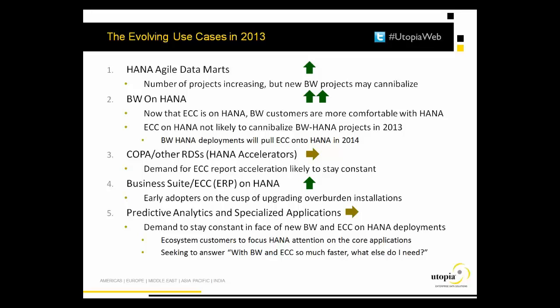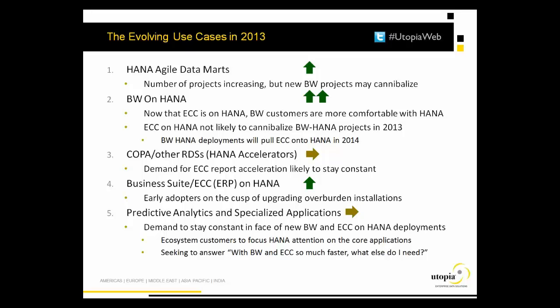We see the COPA and other RDSs, the HANA accelerators, staying relatively flat, because the number of projects will probably stay the way it is, but I think some of those people are going to take a wait-and-see approach and say, well, rather than do an RDS, let's think about moving all of ECC on HANA. Now, I think there's wide variability here, and I could very well be wrong about my prediction on this one, and here's why.